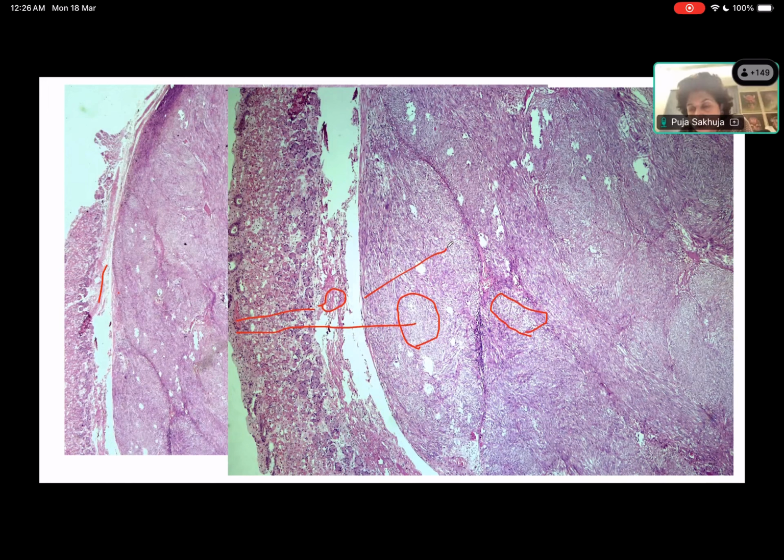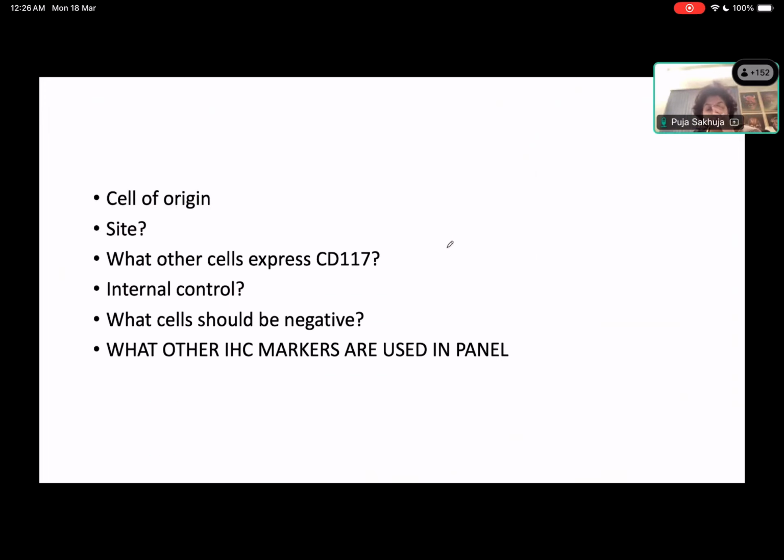And why is it important? When you are choosing a section to give to your technician to put these special stains on, ideally choose a section in which the muscularis mucosae is also seen, so that you have an internal negative control for the quality of the stain. So that's when these things become important. Now, we've already discussed what cells are used in the panel.